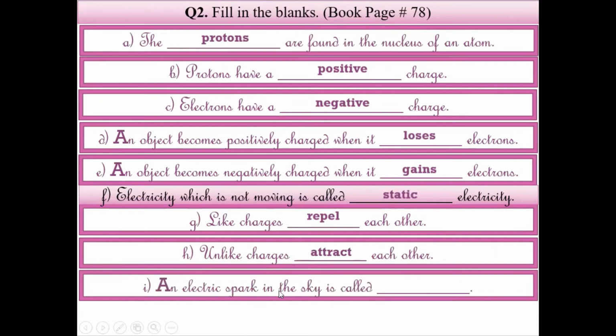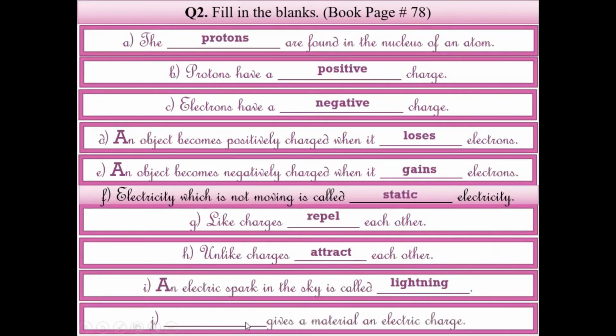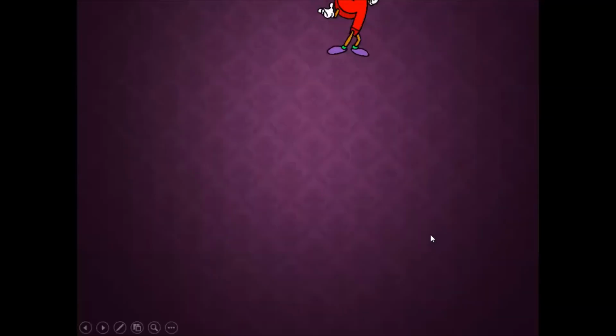An electric spark in the sky is called lightning. Dash gives a material an electric charge. Rubbing gives a material an electric charge. I hope that everyone has done it in the book, page number 78.